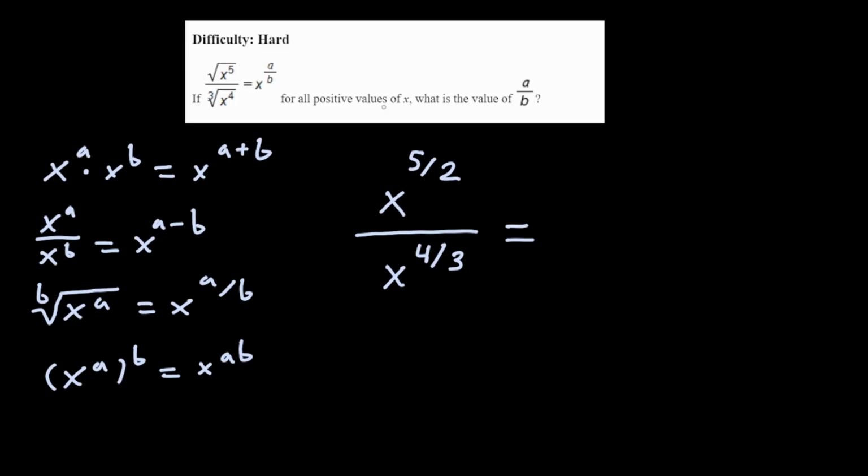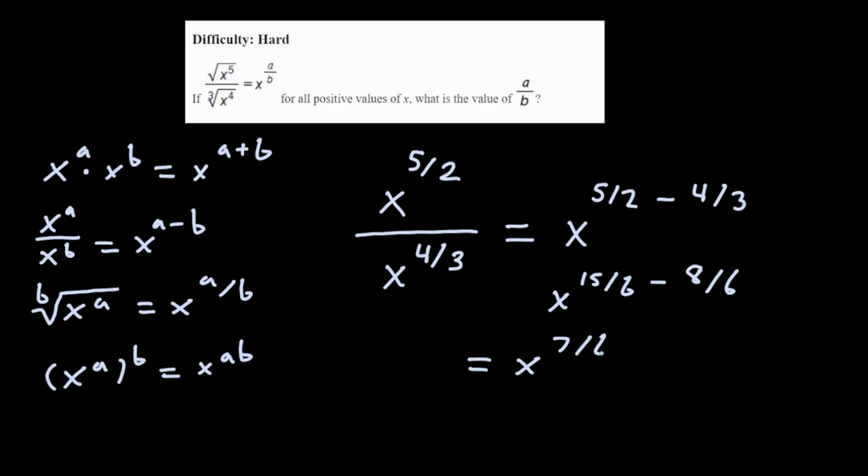Since we are dividing two exponents of the same base, we can rewrite the equation as x to the 5 halves minus 4/3. Getting a common denominator, we can rewrite this as x to the 15/6 minus 8/6, which equals x to the 7/6. So your answer is 7 over 6.